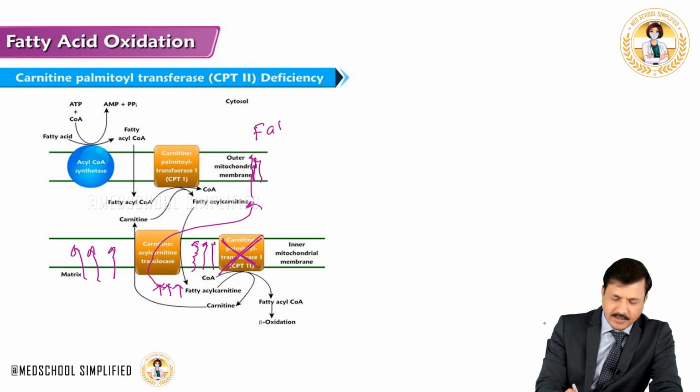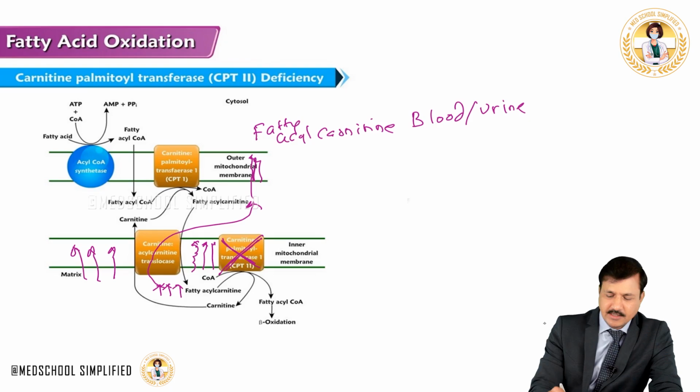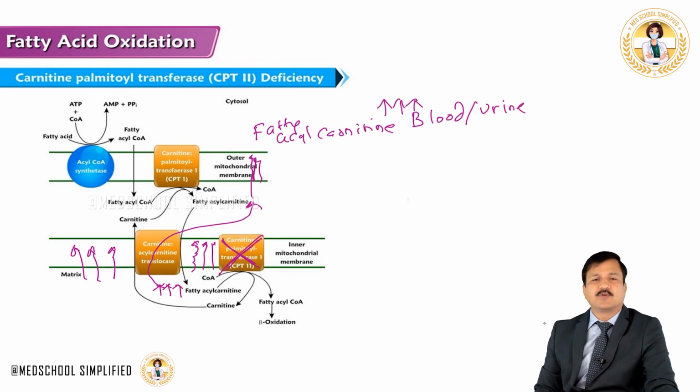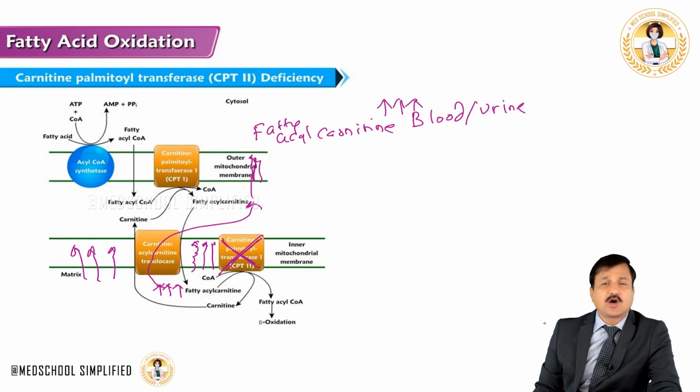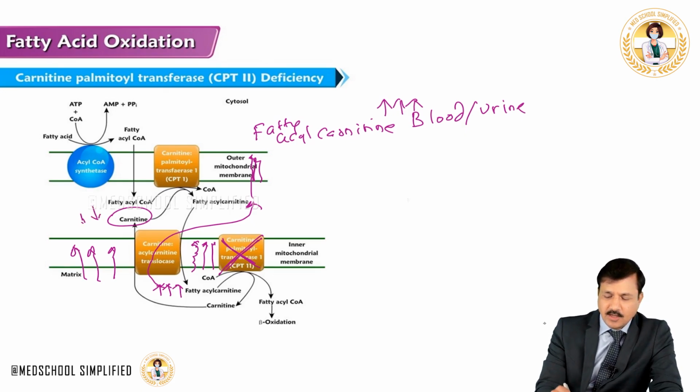you are going to find fatty acetylcarnitine in the cytoplasm, and then it will appear in the blood and urine. So blood and urine levels of fatty acetylcarnitine will be elevated. That's one of the important findings here with CPT2. And then what about carnitine levels? See, these carnitines are already attached with the fatty acetylcarnitine. So the carnitine levels will be down. Blood free carnitine levels will be decreased.